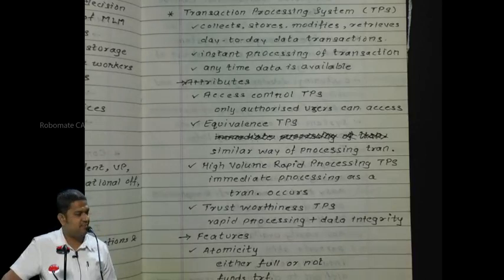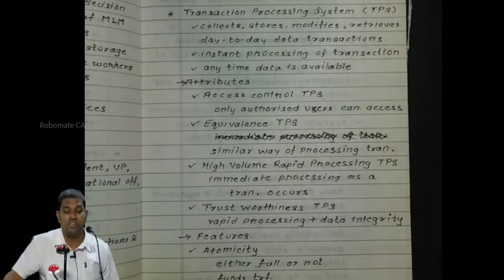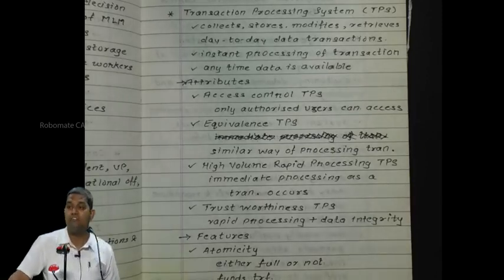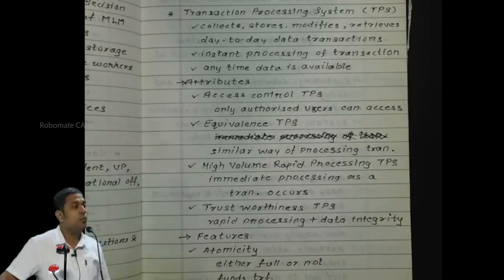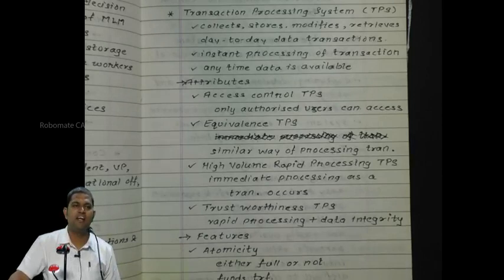And last is trustworthiness TPS. Trustworthiness means the number of processes which are required to be processed by a system is very, very high. And for that you need to have a robust system. You cannot afford to break down. Just imagine if the Indian Railway reservation system collapses, maybe for 2 hours. Just think about the disaster that will happen.